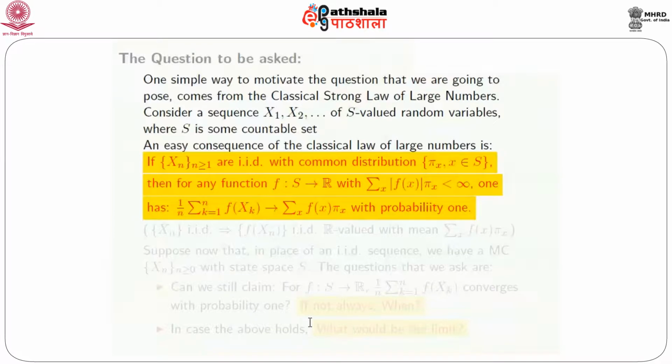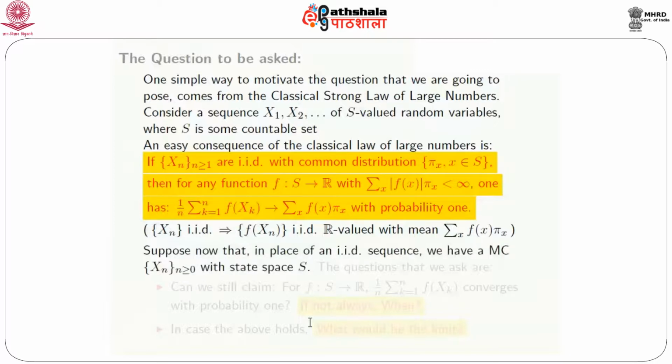How does this follow from the classical strong law of large numbers? Well, that's essentially what is explained here. If the Xn sequence is an IID sequence of S-valued random variables, then if you look at f(Xn), this would be a sequence of IID real-valued random variables, and the common mean would be simply the sum of f(x) pi(x). How do you calculate the expected value of f(Xn)? Since f(Xn) is a function of Xn, it will be simply the value of f at x multiplied by the probability of Xn taking the value x. So that's exactly what it is. You see, that's how the classical strong law of large numbers gives you this result.